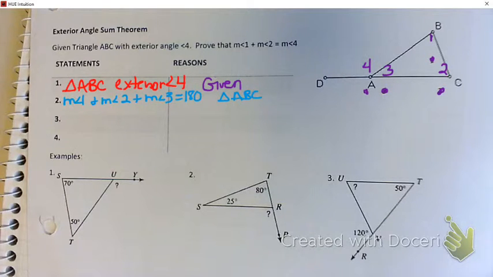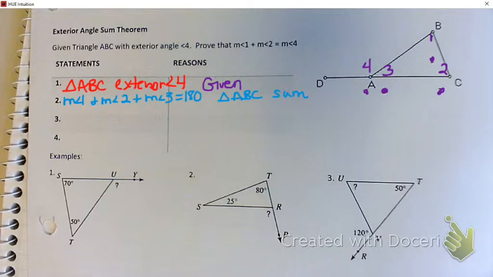So my reason is that we have triangle ABC. We know that the angles in a triangle equal 180, and it's called the triangle sum theorem. So I know that the angles all add up to 180. Okay? Anything else important I know? There's actually two other angles that add up to be 180. Would be 2 and 4 and 3? D, A, and C. It's two angles that equal 180.